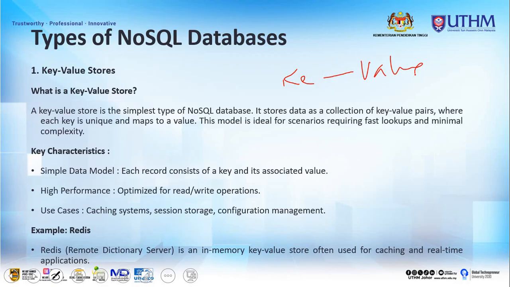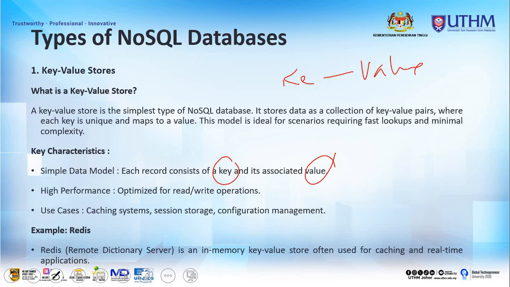The key characteristics, simple data model. Each record consists of a key and its associated value. They must have a key and they must have a value. High performance, it's optimized for read and write operations, which means you can save data and you can load data. Use cases, caching systems, session storage, and configuration management.